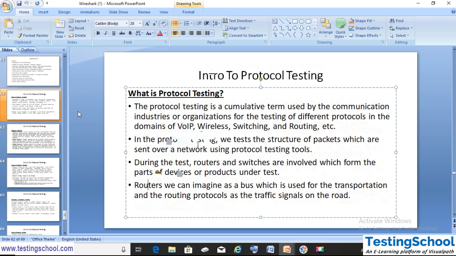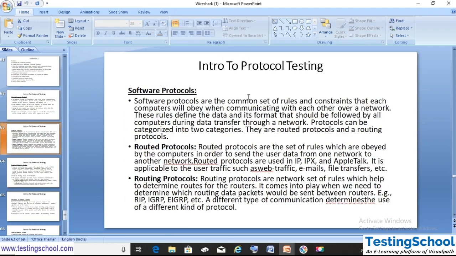As we already discussed, software protocols are a set of rules and constraints that each computer will obey when communicating with each other over a network. Why has the software protocol come into the picture? When two persons are communicating, one is speaking in a different language and another is speaking in a different language. One is following one rule, the second is following a different rule. So it is very difficult to communicate.